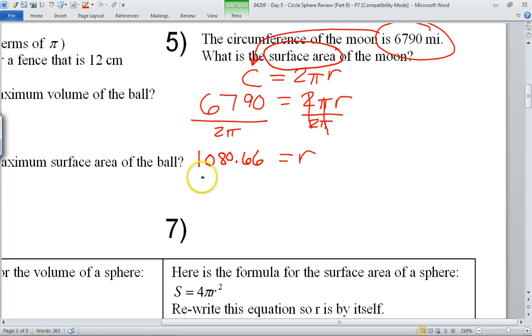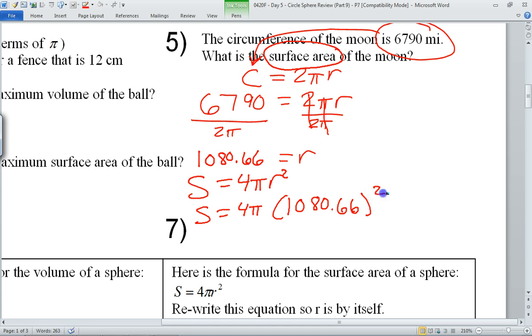What's the formula for surface area? 4 pi r squared. So we're going to go ahead and take this radius and substitute it into the formula. So this is going to become 4 pi times 1,080.66 squared. Okay, go ahead and put that in your calculator. All right, so this is what we should get for surface area. Any questions on number 5?